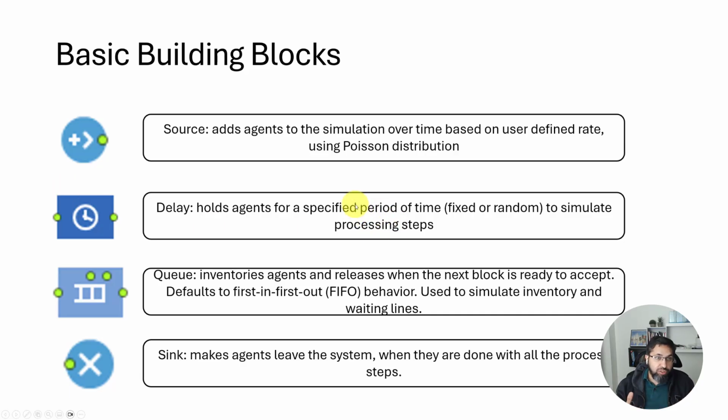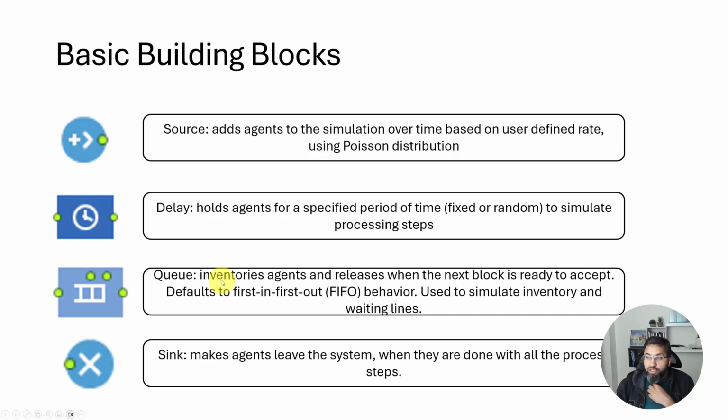Okay, on average, you have to hold them for 5 minutes, but you could have a distribution around 5 minutes. So the delay block, although the name sounds like you're waiting, is not waiting. The delay block is used to model processing time. So let's say you have a process step which takes 5 minutes per unit. So you would put a delay block for 5 minutes, and that would delay the agent for 5 minutes. That represents that the agent is being processed for 5 minutes, and then the agent goes out the other end, and that step is done.